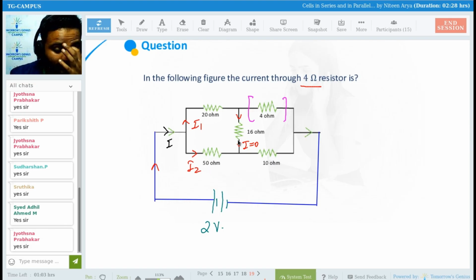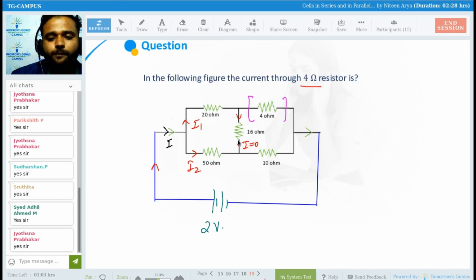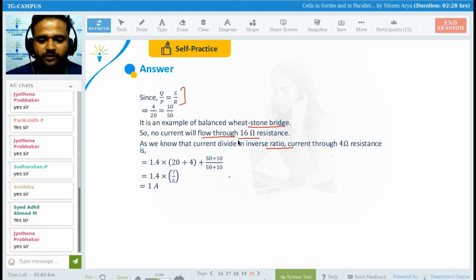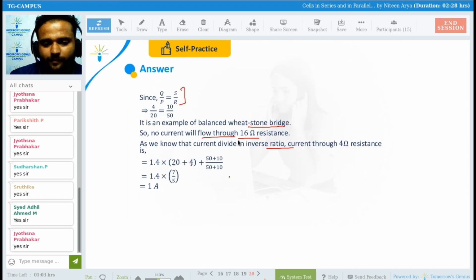Okay, so now you can understand it in this way, or you can put 2 volt, I1 and I2, and then find the resistance here. So the resistance here is 1.4 into 20 plus 4. What is the meaning of 20 plus 4? This branch's total resistance, divided by this plus 50 into 10 divided by 50 into 10, R net. So using this you get the total resistance.